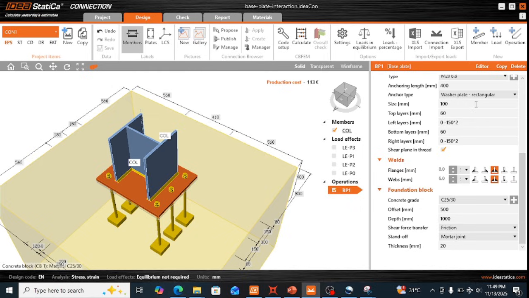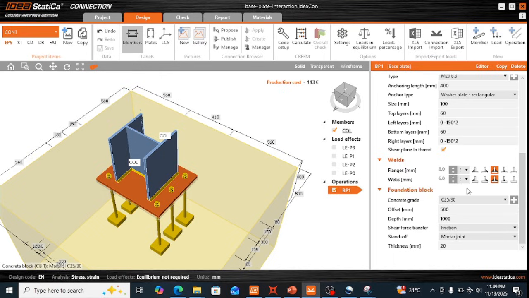Now coming to the layout, the positioning of the anchor bolts is done using the definitions of the top layers, left to bottom, as well as the right layers. And it is assumed that the shear plane will be considered in the threaded portion. Now the welds are defined, as you can see here, it is very clear.